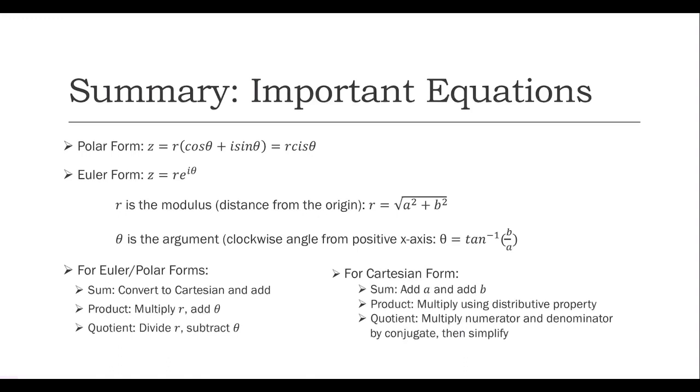And then for Cartesian form, to find the sum, we'll add the a values and then we'll add the b values. To find the product, we'll multiply using the distributive property. And to find the quotient, we'll multiply both the numerator and the denominator by the conjugate of the denominator, and then we'll simplify.